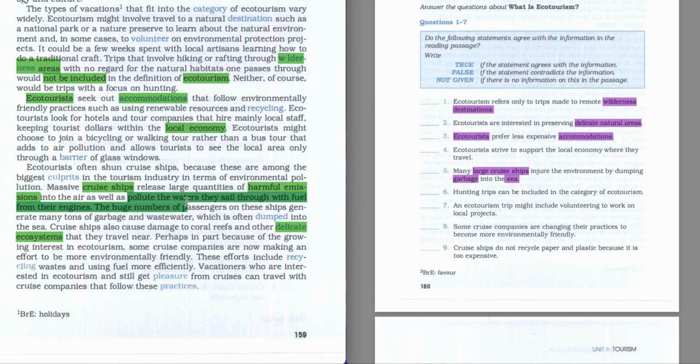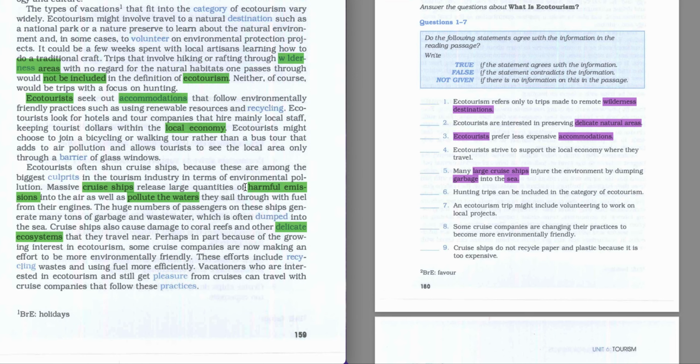They pollute the water. They were saying how they pollute it, how it happens. Let's read this sentence. Massive cruise ships release large quantities of harmful emissions into the air, as well as pollute the water as they sail through with fuel from their engines.